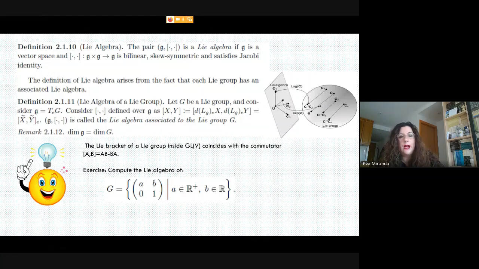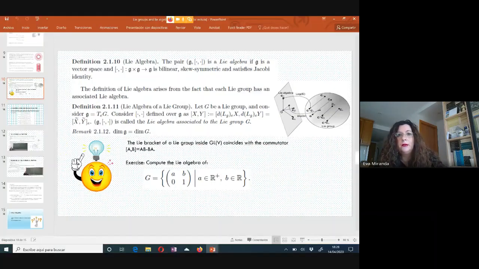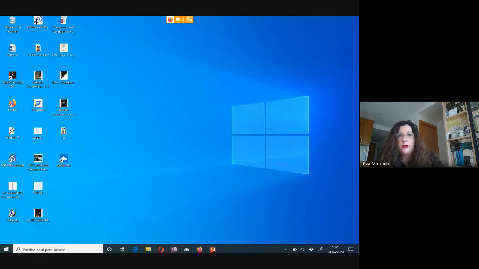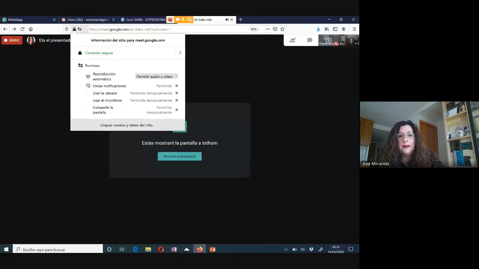This is a two-dimensional Lie group, because it depends on two parameters. And now I want to address the problem of integrating the Lie algebra. And along the way, I'm going to classify all two-dimensional Lie algebras. So in order to do this, the first thing I'm going to do is stop sharing this presentation here, and now I'm going to write on my tablet.